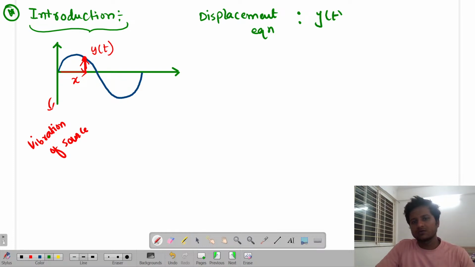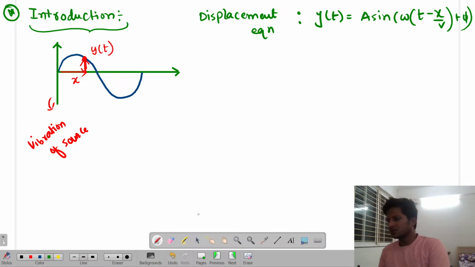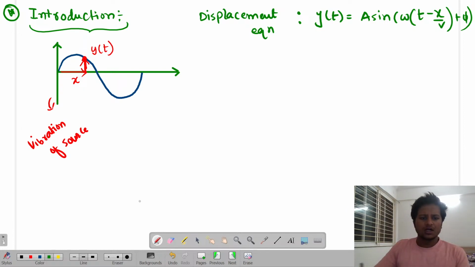y(t) equal to a sine omega t minus, like we wrote in this form, t minus x by v plus phi. This was our wave equation which we talked about. Now we'll see much greater detail of this, because it's not enough.